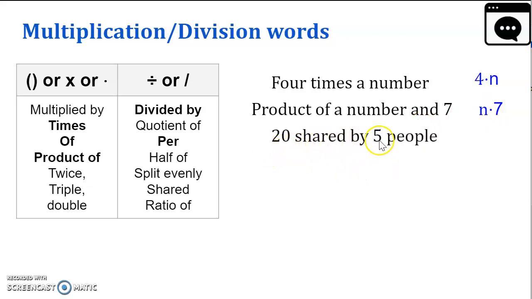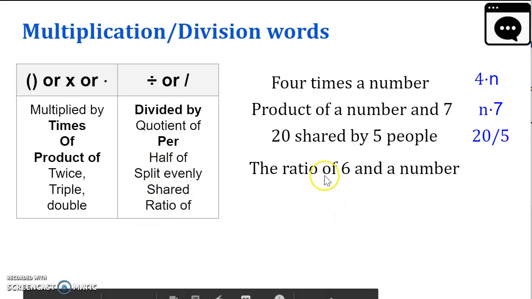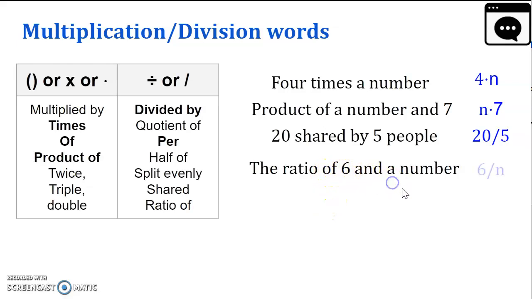20 shared by 5 people. Shared by is a division word. So 20 shared by 5 people is going to be 20 divided by 5. The ratio of 6 and a number, it's a division word, so it's going to be 6 divided by n.